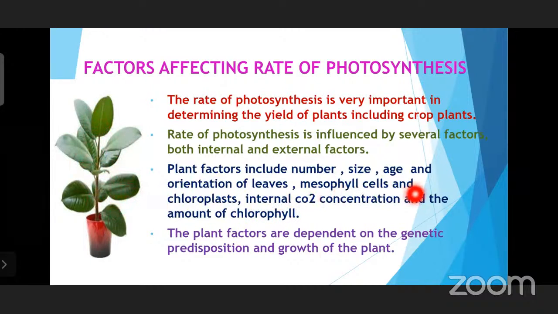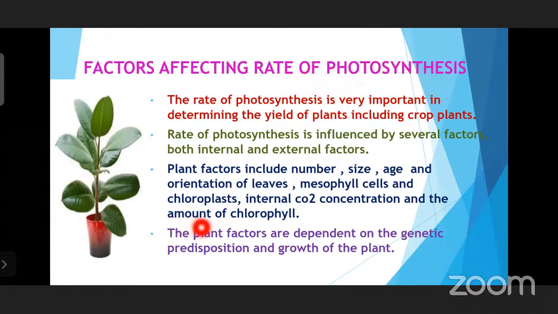And the mesophyll cells, which are present in the leaf, the innermost part of the leaf, where chloroplasts are present; the internal carbon dioxide concentration, or CO2 availability, inside the mesophyll cells; and the amount of chlorophyll pigment which will be trapping the sunlight energy. All these are factors present in the plant, and they are plant factors which are very, very important, and they are going to decide the rate of photosynthesis.